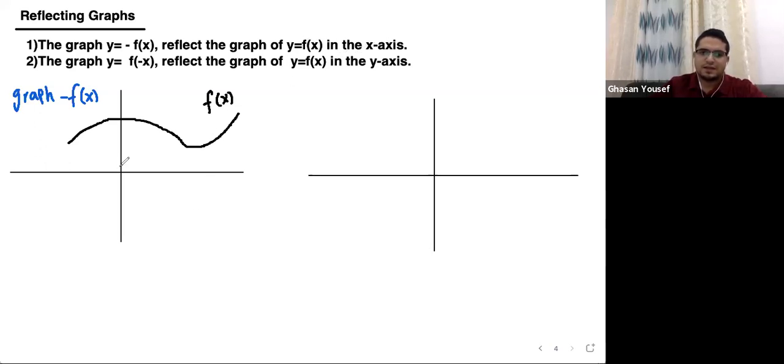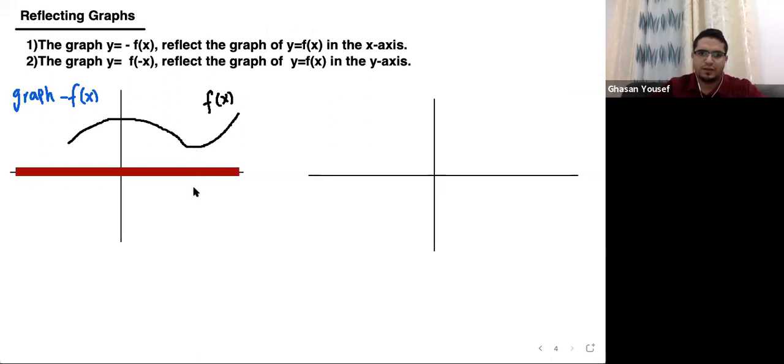So this is the x-axis. Here is my x-axis. This is my mirror. I have a mirror in the x-axis, like this. Now all points will be reflected. So this point, for example, will be here. Okay.